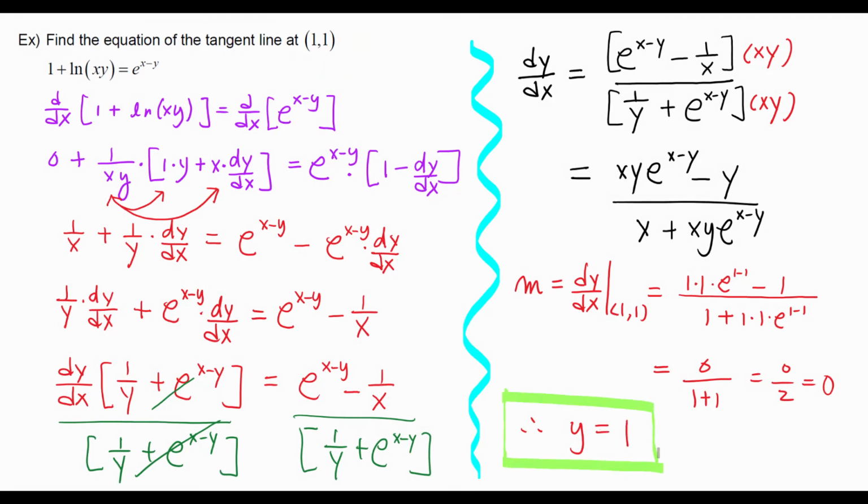Or you could still use the point-slope form of a line, right? You have the point (1, 1) and slope 0. So if you do point-slope form, I have y minus 1 equal 0 times x minus 1. And 0 times everything is 0. And you move negative 1 to the other side, and you have again y equal 1.